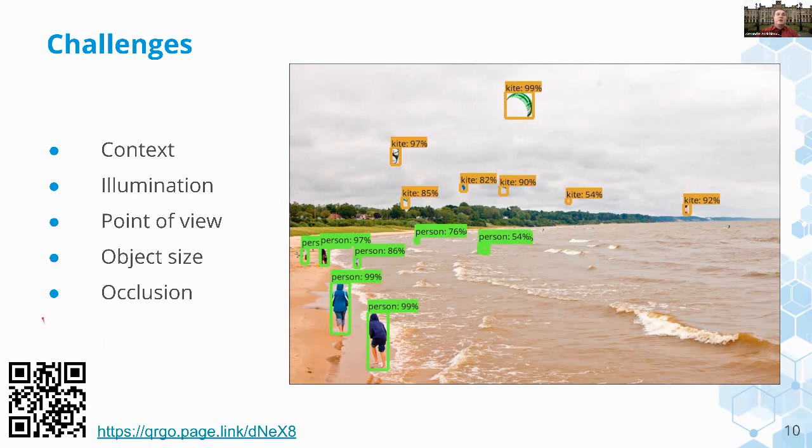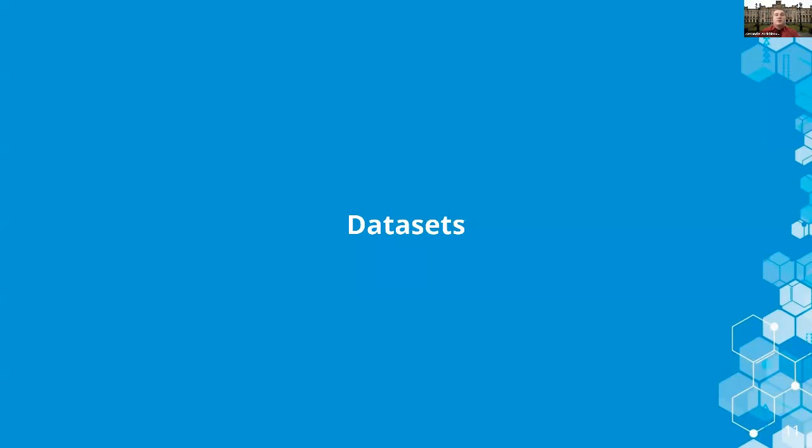And also we need to properly detect occluded objects, which means that we must precisely localize our objects even when they are pretty heavily occluded by other objects or by some background stuff. To properly handle all these challenges, we need a lot of data. So let's review the most popular object detection datasets.